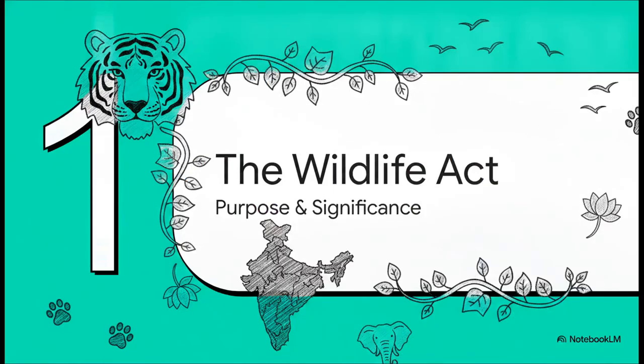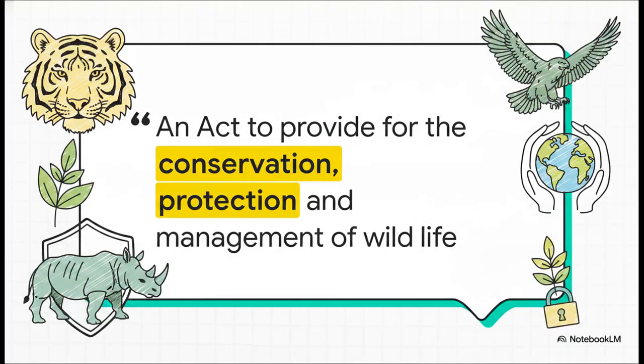All right, Part 1, the Wildlife Protection Act, its purpose and significance. This quote from the 2002 amendment absolutely nails the dual purpose of this legislation. It says it's an act to provide for the conservation, protection, and management of wildlife. See, it's not just some blanket ban on interacting with nature. It's a balancing act. It's about fiercely protecting endangered species while rigorously regulating legal custody and trade to ensure the ecological and environmental security of the country.